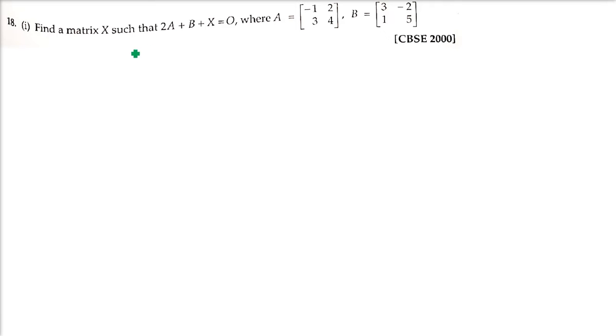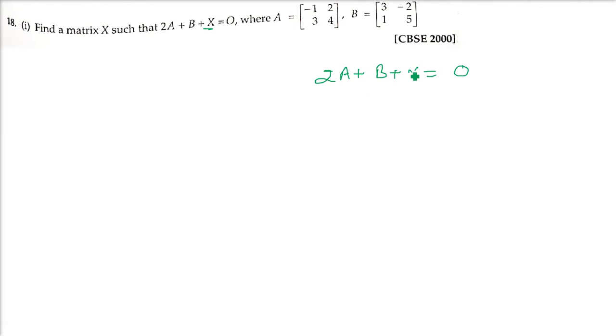Find a matrix X such that 2A plus B plus X equals 0. A and B are given. So this equation is just like a normal equation we have already done when we were learning the linear equation, or equation with one variable, two variables. So we have to find X. What we'll do? 2A plus B plus X is equal to 0.